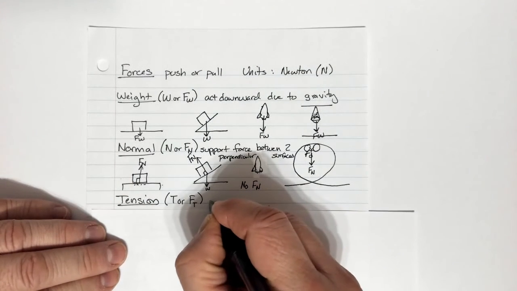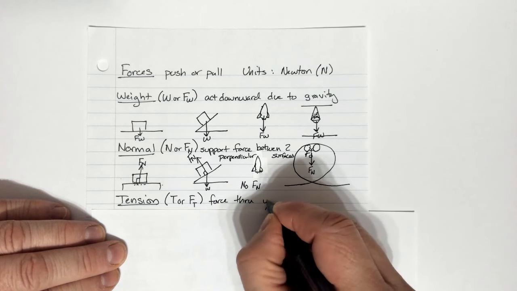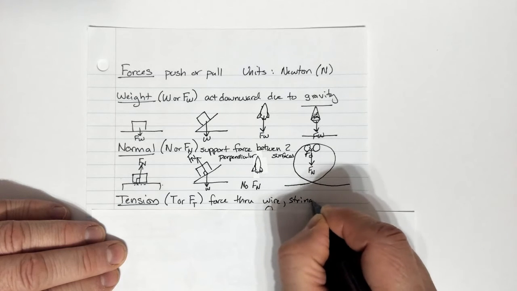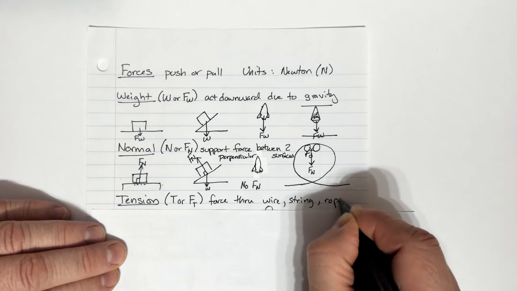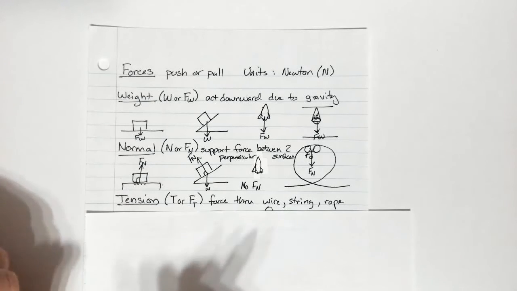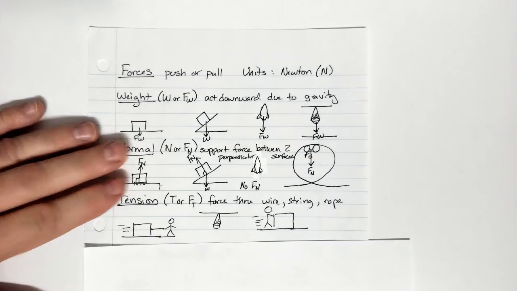So it's a force through a wire, a string, or a rope of some type. Okay, we call that tension. Okay, and so there's a tightness in that piece of string or rope. Okay, so here look at these situations.